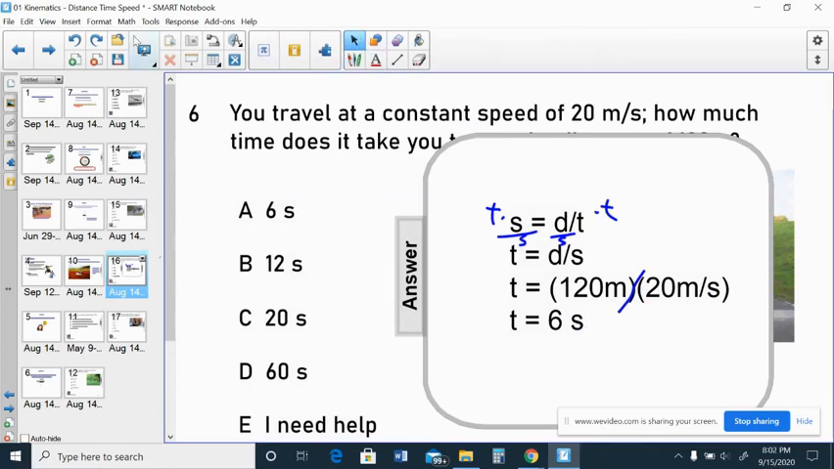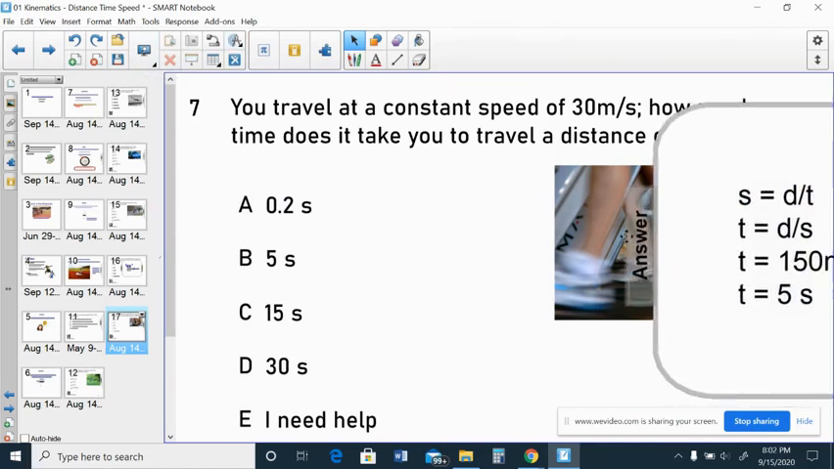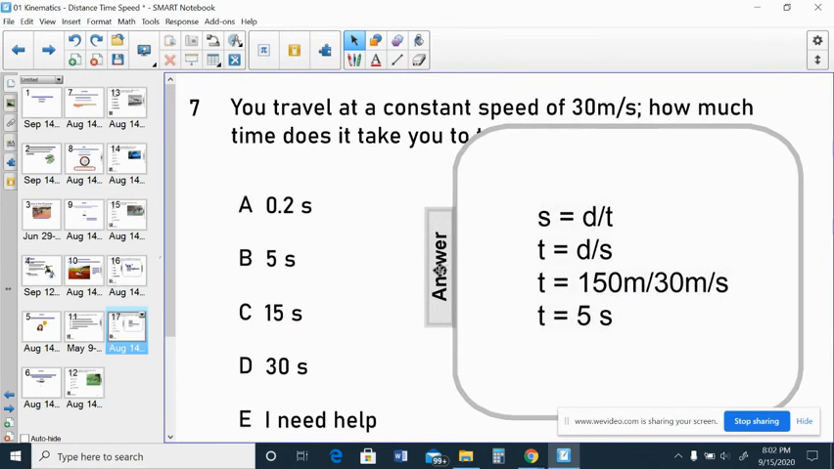If you travel at a constant speed of 30 meters per second, how much time does it take you to travel a distance of 150 meters? Again, rearranging to solve for time. Plug in the given numbers. 150 meters divided by 30 meters per second gives you 5 seconds as the answer.